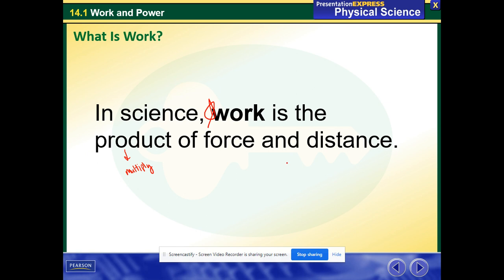Notice that these two things are required in order for work to be done. So if you don't apply a force, you haven't done any work. Vice versa. If it doesn't move, then you haven't done any work.